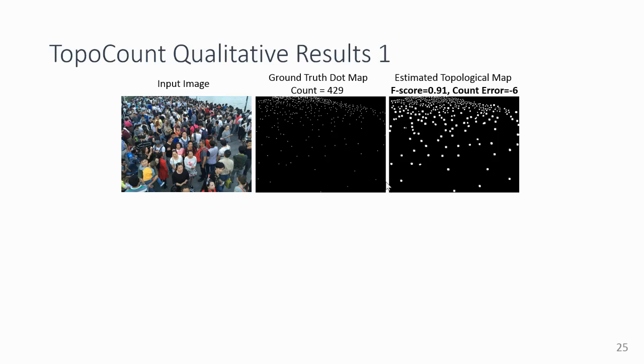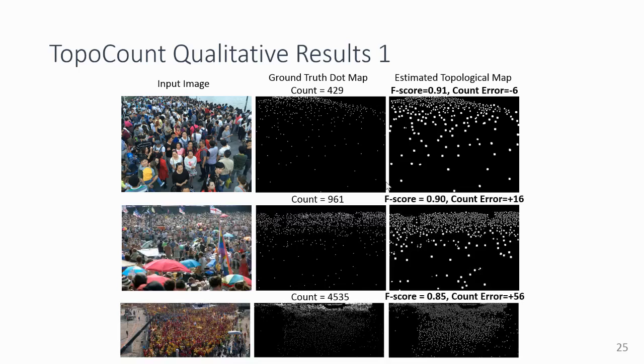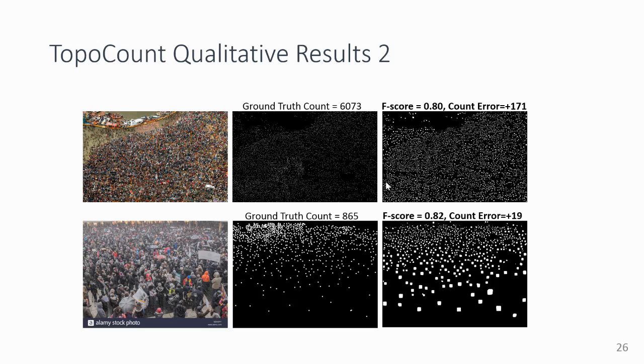Here we show some qualitative results from TopoCount. We have the input image and the ground truth dots and the count. And on the right, we have the prediction mask. We show that with different and heterogeneous densities, we achieve very good performance with TopoCount. We also show that with difficult images that have very dense regions and snowy weather, TopoCount also works well in these conditions.